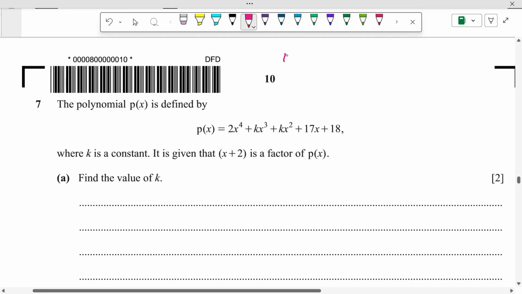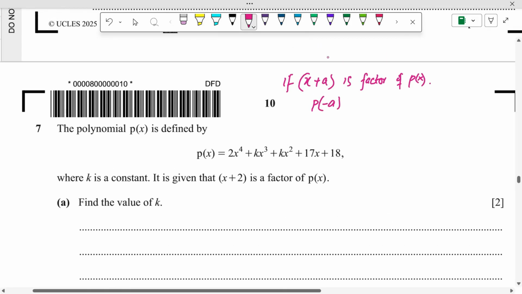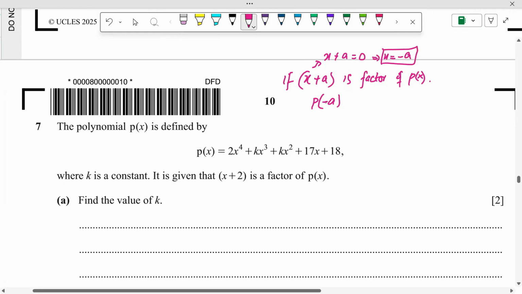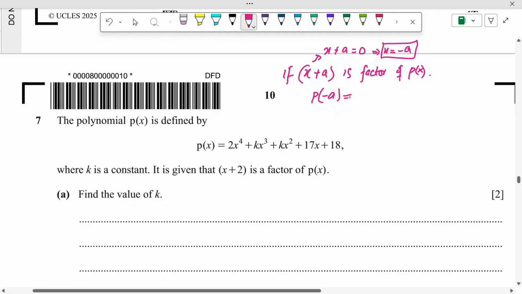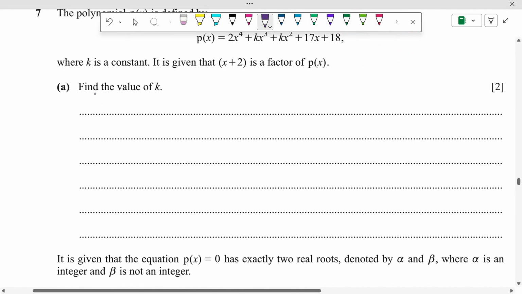Okay, we know that if x plus a is a factor of p of x, then p of negative a equals 0, because x plus a equals 0 and x is equal to negative a. So plugging the value of negative a into the polynomial equation, we will get 0 because this factor satisfies the polynomial equation. We will use this concept to solve part A.